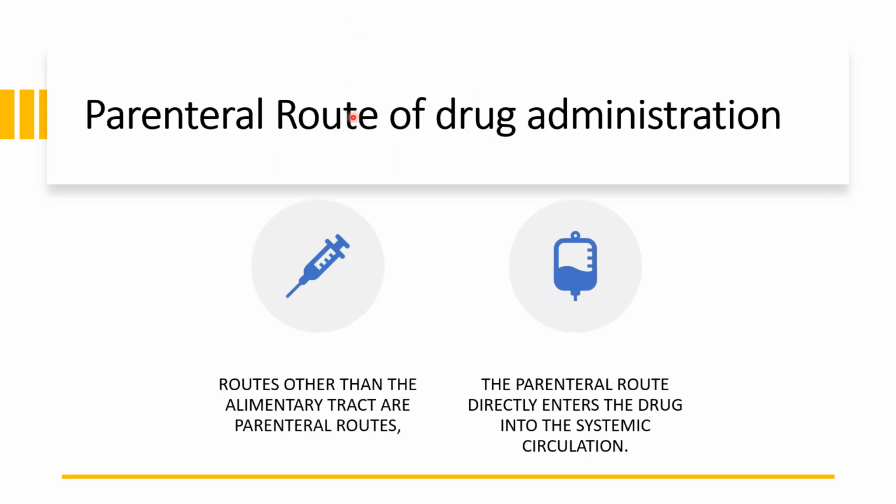So the other type of route of drug administration is parenteral route. That means the route other than gastrointestinal tract or alimentary tract. In the parenteral route, drug directly enters into the systemic circulation.